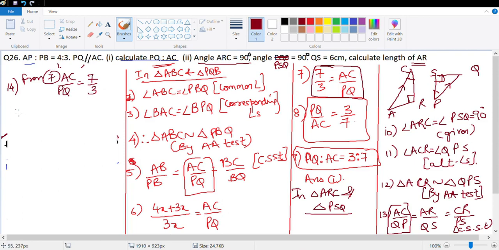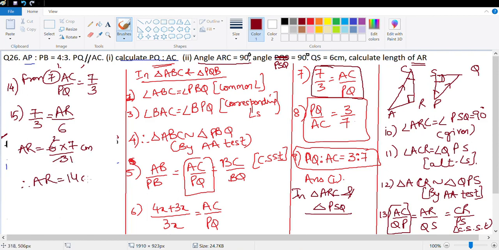So put this in number 13. So this would be 7 upon 3 is equal to AR upon QS. QS is given equal to 6, which means AR is equal to 6 into 7 upon 3 centimeter, which is 14. Therefore, AR is equal to 14 centimeter. Very interesting question. What we figured out in part 1 is what we had to use in part 2.